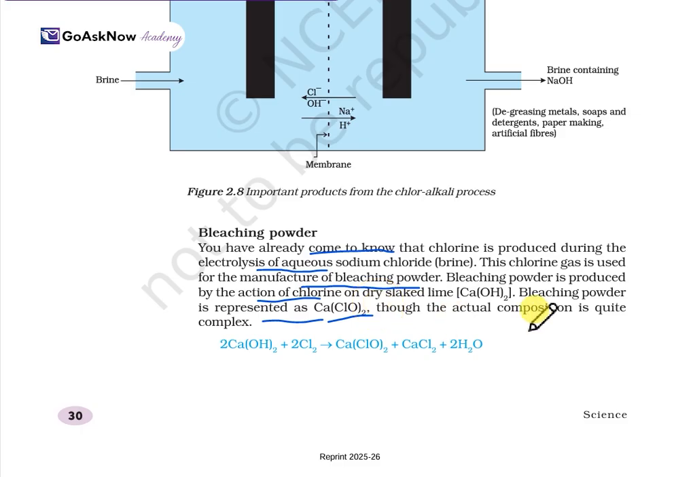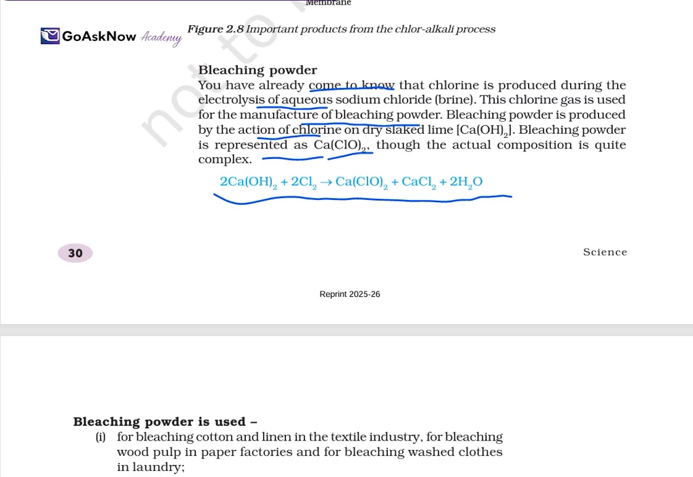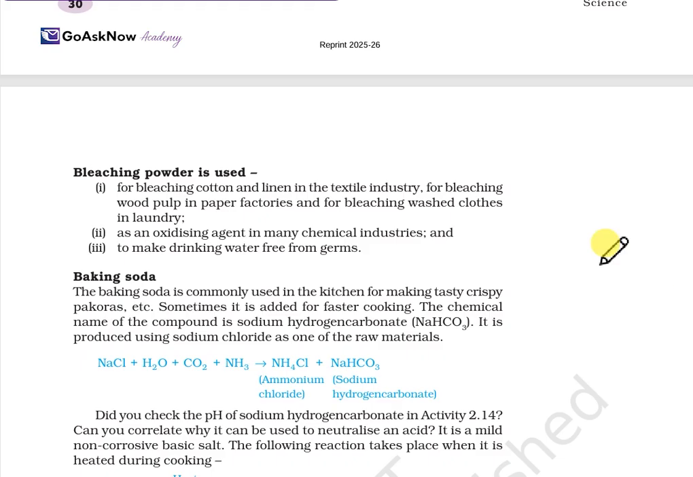Though the actual composition is quite complex, the equation will be like 2Ca(OH)2 + 2Cl2 → Ca(OCl)2 + CaCl2 + 2H2O. This is the equation for the bleaching powder. Now, the bleaching powder and its uses.